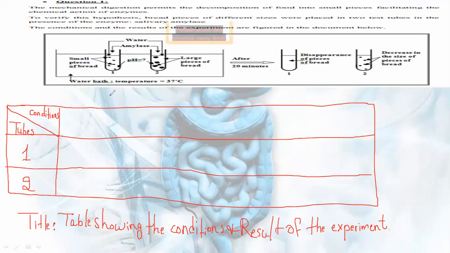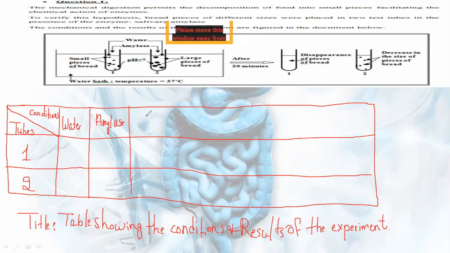So let's continue. Let's start step by step with the conditions. Here we have to write the conditions and the results of the experiment, step by step. First tube and second tube, we have to look at the common. What do we have? We have water. So this is the first condition. I write water. Then we have amylase. We write amylase. Then we have temperature and pH.